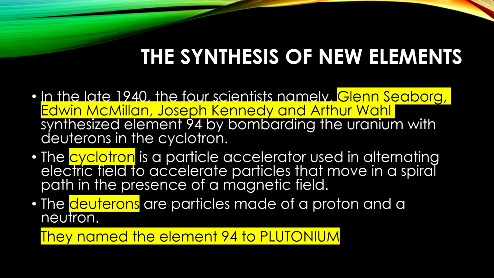The deuterons are particles made of a proton and a neutron. So again, the deuterons are particles made of a proton and a neutron. They named element 94 plutonium.